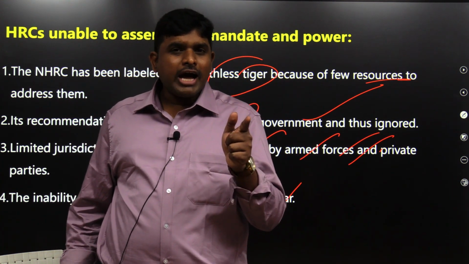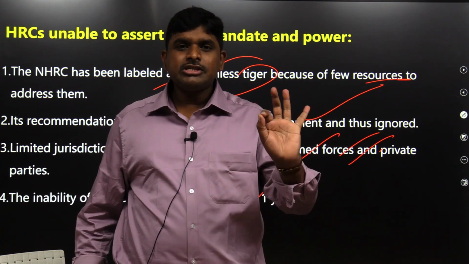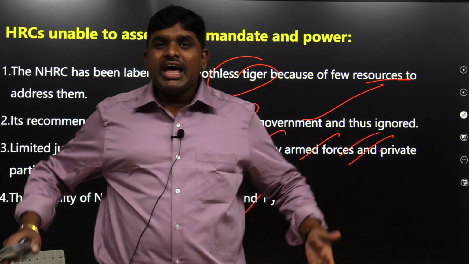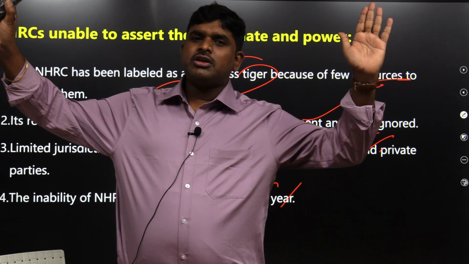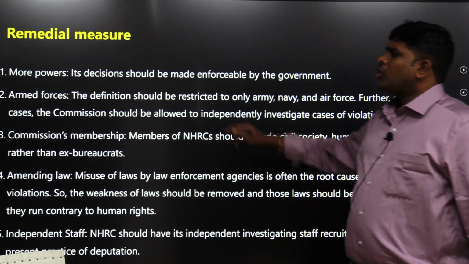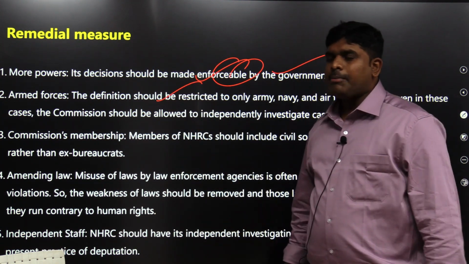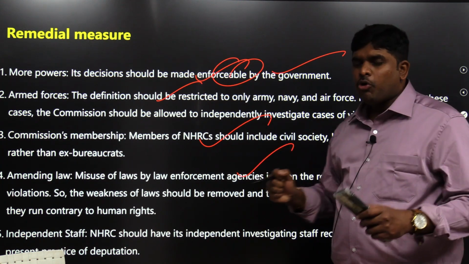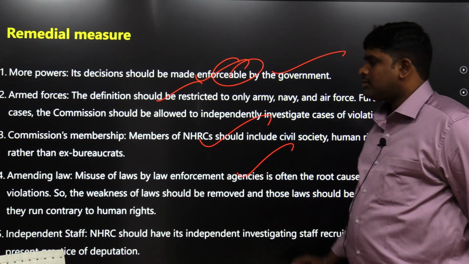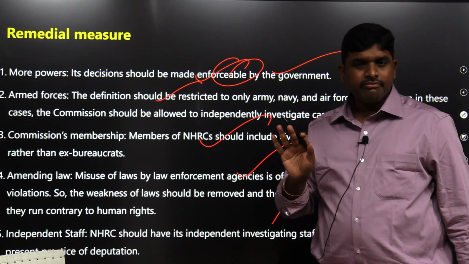They don't have power on armed forces. They don't have power on corporates also. Private parties means corporates. So they are limited. So you gave a very big name called the National Human Rights Commission for the protection of human rights in India, but you made it limited. So remedial measures: more power, decisions should be enforceable by the government, armed forces should come under it, the commission's membership should be broad based, laws should be amended and more power should be given, independent staff should be there, means they themselves should appoint their own staff.